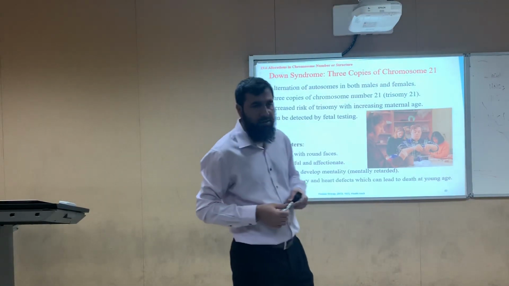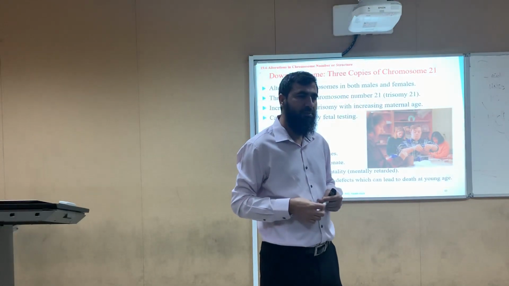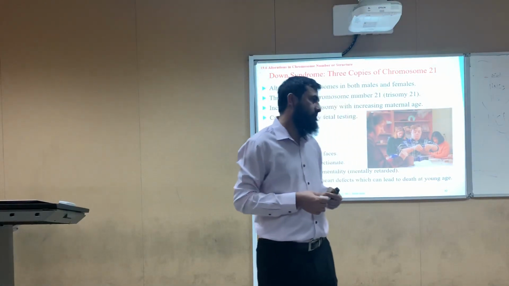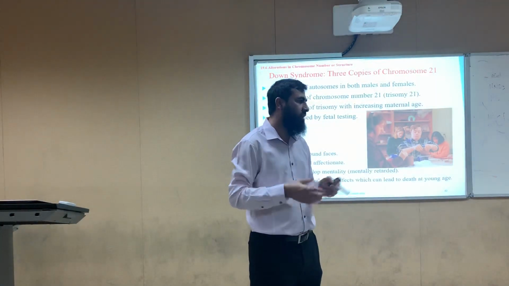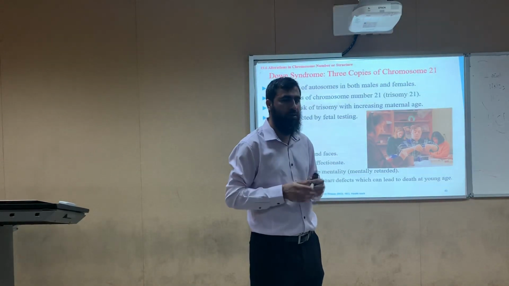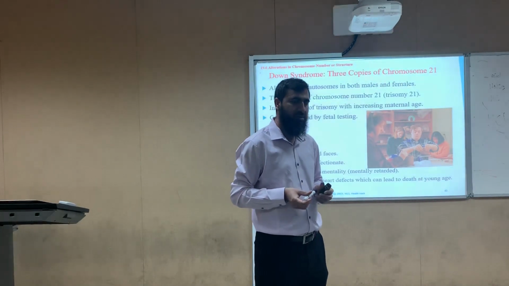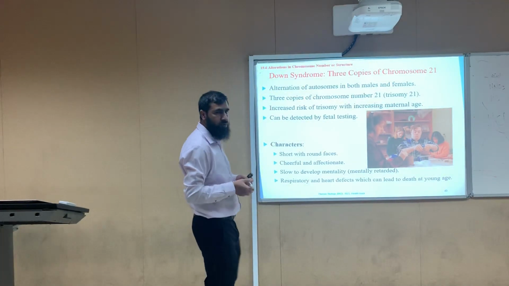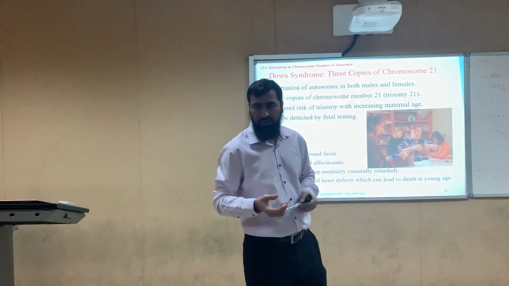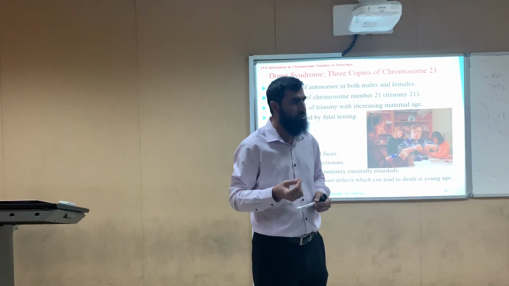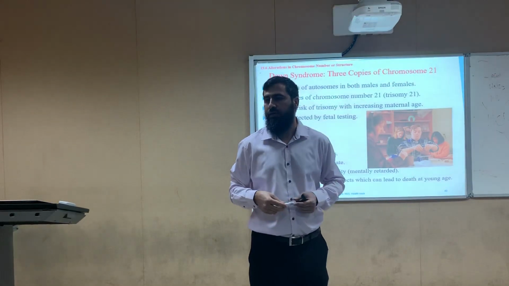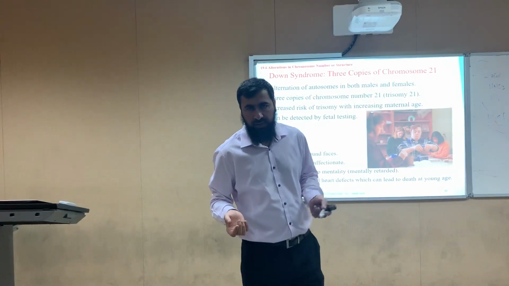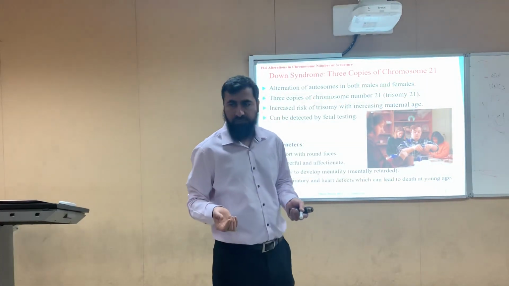Is this inherited? No. It's not inherited from the parents. There's a failure of the chromosome. They had the normal chromosome, they just failed to separate. So it's not an inherited disorder. It's a failure of the chromosome, and it increases with age. So if the female is over 35, she has more risk of having a child with trisomy 21. So from that we understand that the non-disjunction is happening in the egg.